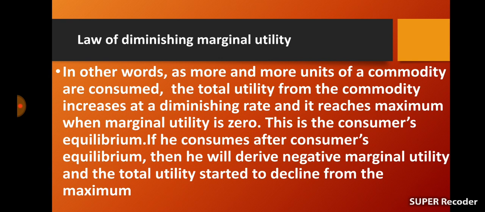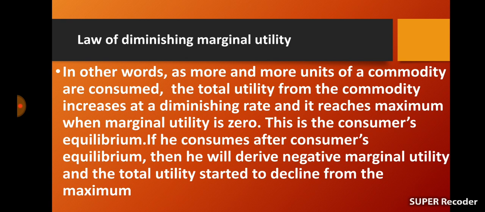In other words, as more and more units of a commodity are consumed, the total utility from the commodity increases at a diminishing rate and it reaches maximum when marginal utility is 0. This is the consumer's equilibrium. That means as the total utility is the sum total of utility from all the units, it will increase when we consume more. So when marginal utility becomes 0, total utility will be the maximum. This point is known as consumer's equilibrium, and a rational consumer stops consumption when he attains consumer's equilibrium.